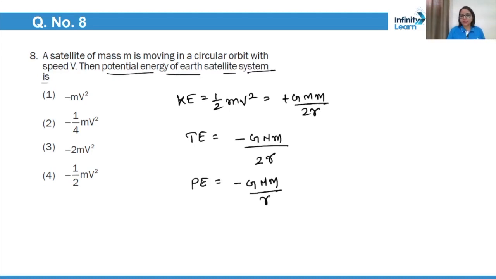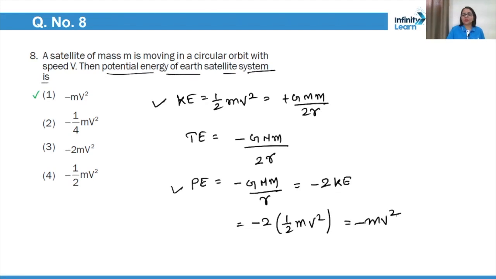Okay. Now you can see that if kinetic energy is GMm upon 2r, then potential energy is minus 2 times GMm upon 2r. If you compare this, it is nothing but minus 2 times kinetic energy, right? So it is minus 2 times half mv square, and that is equal to minus mv square. So the correct answer is option 1.